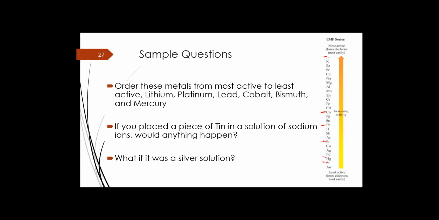So if we wanted to list this from our most active to our least, lithium is the most active, then cobalt, then we would have our lead. After our lead, we'd have bismuth. After our bismuth, we have mercury, and then our least reactive is platinum. Okay? And so that's the simplest part of our activity series.